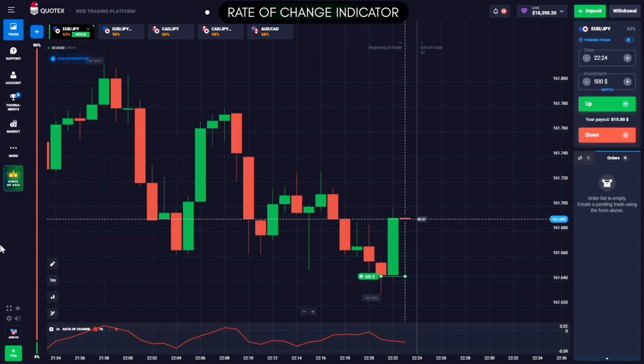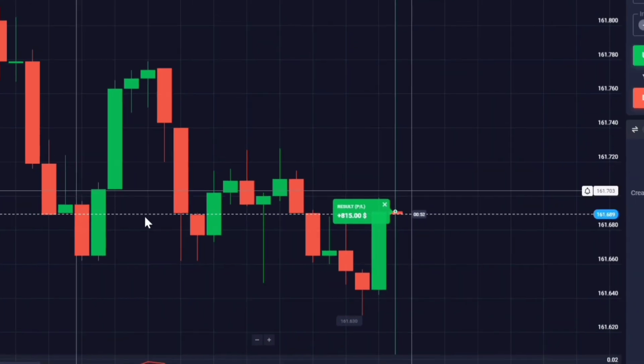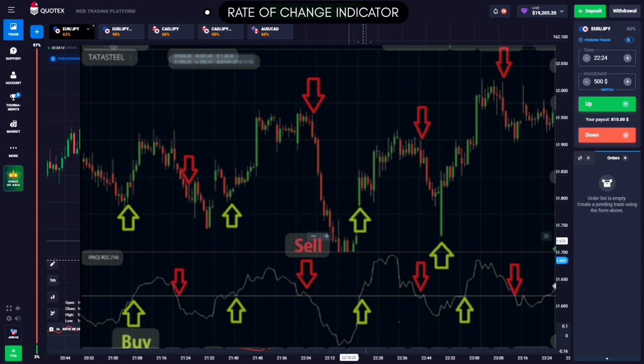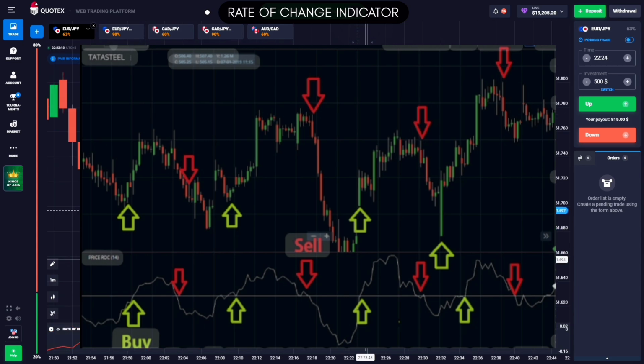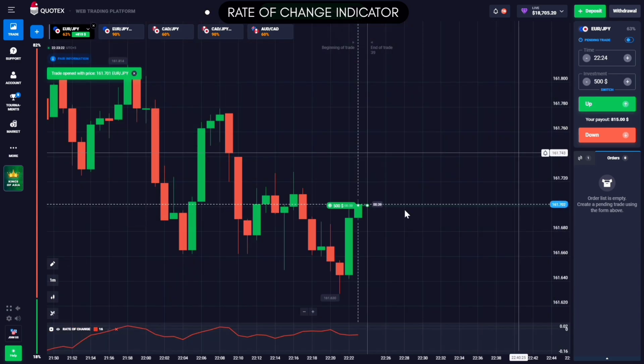ROC crosses zero line. A crossover above zero may signal a buy opportunity. A crossover below zero may signal a sell opportunity. Extreme values. Extremely high or low ROC values can warn of potential reversals due to overbought or oversold conditions.